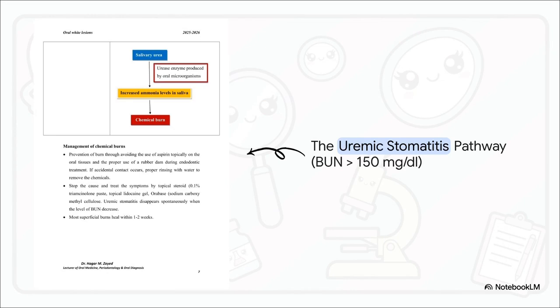Now, there is one more chemical burn, but this one is internally generated, uremic stomatitis. This pathway is just fascinating. In patients with severe renal failure, their blood urea nitrogen, or BUN levels, skyrocket past 150 milligrams per deciliter. That causes elevated salivary urea. Then, oral microorganisms produce an enzyme called urease, which converts that salivary urea directly into ammonia. That localized spike in ammonia essentially causes a direct chemical burn right on the tongue.